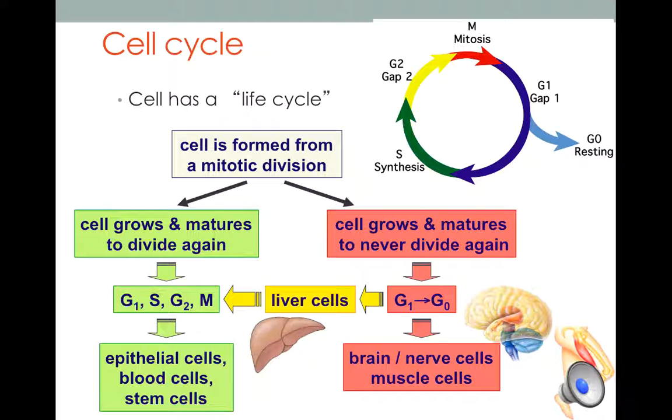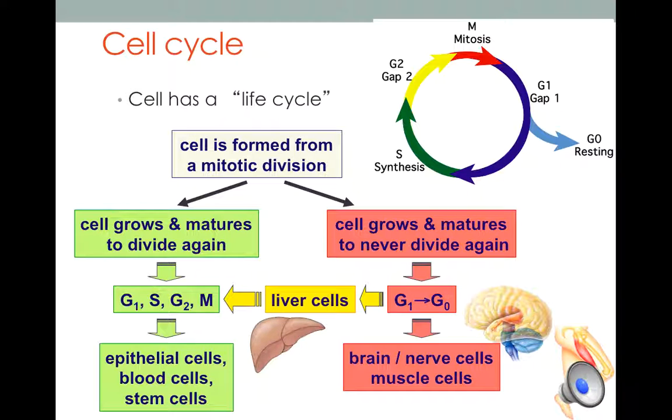actually splits. A cell that's formed from a mitotic division has two kind of pathways that it can follow. It can follow the pathway that's shown on this screen to the left, where a cell grows and matures and then divides again and keeps going through the cell cycle over and over again. Examples of this would be like the skin cells, which are a type of epithelial cell. Your blood cells, because they're constantly getting hit as they're flying through your body, are also going to have to be replaced constantly. And then stem cells also are going to be dividing all the time. Stem cells are your undifferentiated cells that give rise to all the specialized cells of your body.